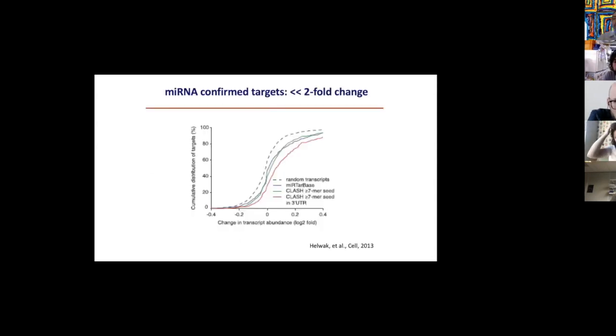This is also consistent with what's been reported, for example, from this group that developed a technique called CLASH, where they could look at direct binding of a microRNA to its target. It looks really fuzzy on my screen, but the x-axis here, these fold changes are very, very small. So even when you go to a perfect seed that has been confirmed by these direct binding assays, you actually get very small effects on targets for most targets.